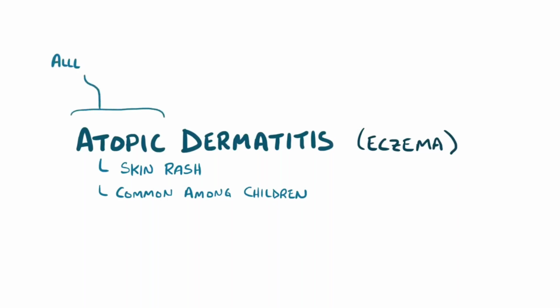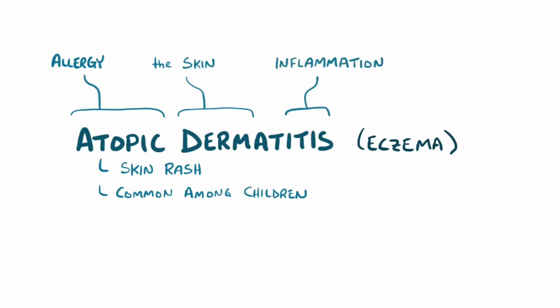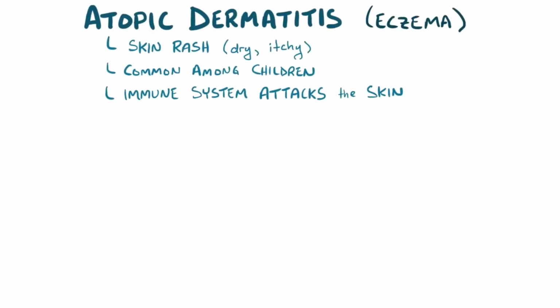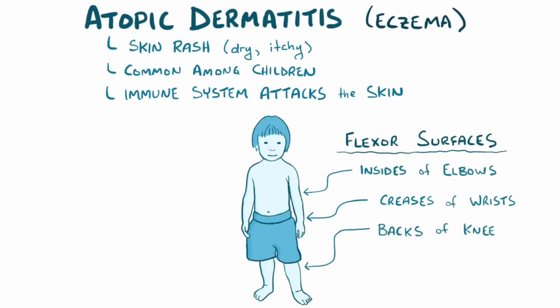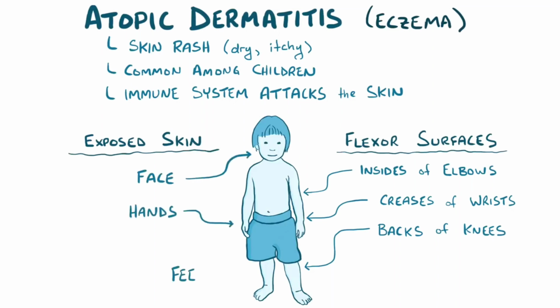Atopic refers to an allergy, derm refers to the skin, and itis refers to inflammation. So, atopic dermatitis describes skin inflammation that results from an allergy. More specifically, it happens when the immune system attacks the skin, causing a dry, itchy rash on flexor surfaces of the body, areas like the creases of the wrist, the insides of the elbows, and the backs of the knees, as well as exposed skin surfaces like on the face, the hands, and the feet.